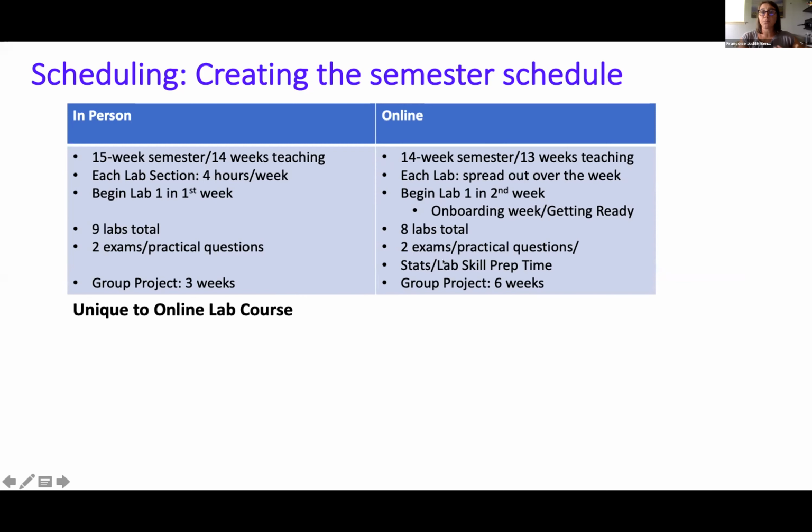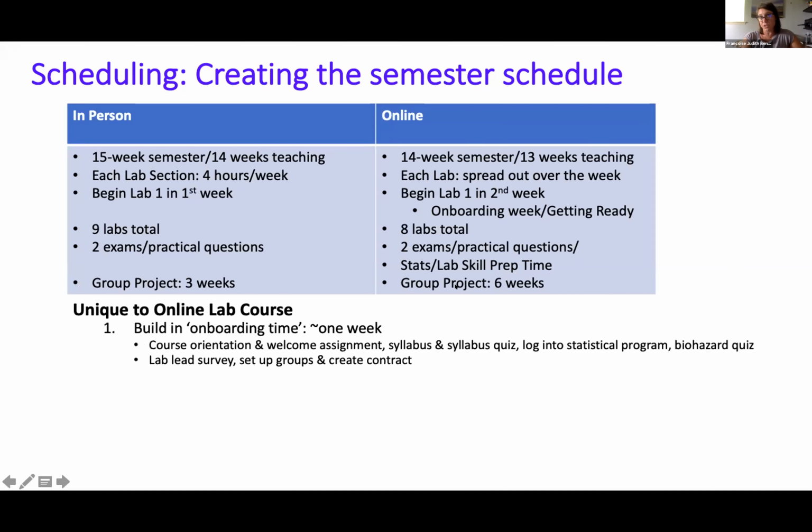And we built in some preparatory time to allow students to practice their statistics, their Excel skills, and some of their lab analysis skills prior to entering into a lab where it was for a grade. And then we spread the group project out over 6 weeks.